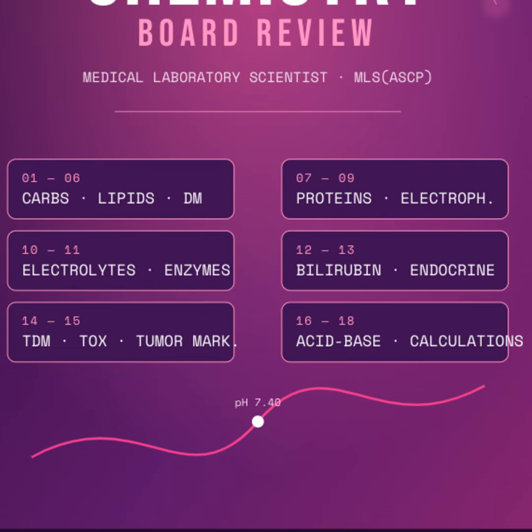Once we have valid electrolyte results, we often calculate the anion gap. The anion gap is a mathematical representation of the unmeasured anions in the blood, like sulfates, phosphates, and organic acids. The formula is sodium minus the sum of chloride plus bicarbonate. A normal gap is roughly 8 to 16.